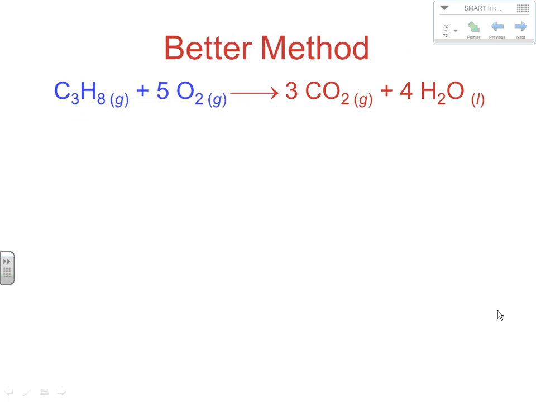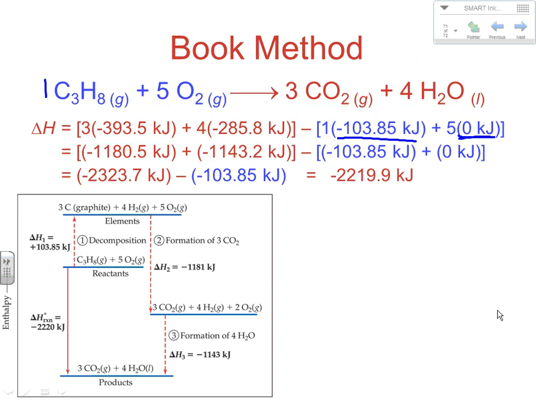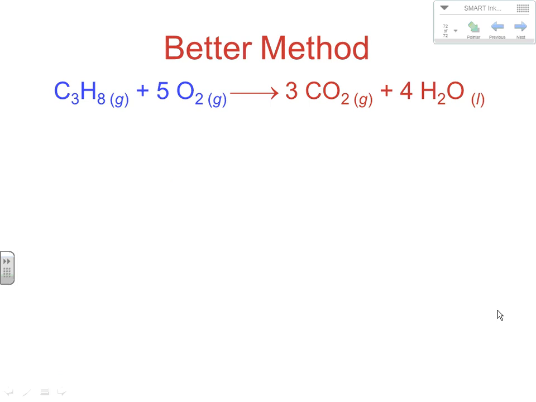Now, that's kind of the book method. They make it look nice and pretty if I get rid of all this stuff and a nice mathematical expression for what's there. There's a simpler way to do this and a quicker way to do this, so I don't recommend using the pretty algebraic book method. I think the easiest way to do it is to just take a look at what you've got and write it right underneath each one. So the first one, C3H8, I looked that up in the back of the book, it's negative 103.85. Then I look up oxygen, it's 0. Then I look up CO2 and I look up H2O.